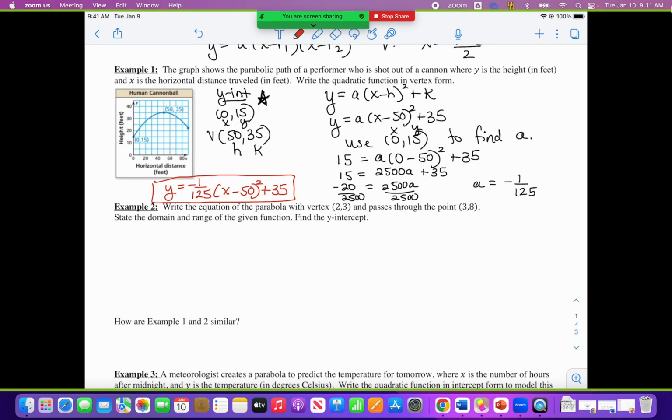So let's write some steps down. Plug in the vertex (h, k). Plug in (x, y) to find a. Then write vertex form. So here are your steps.